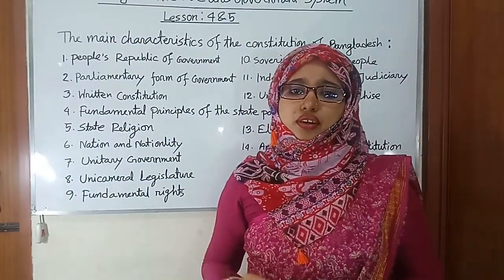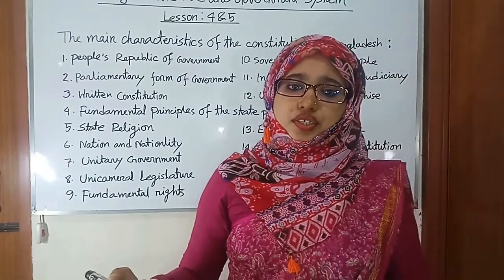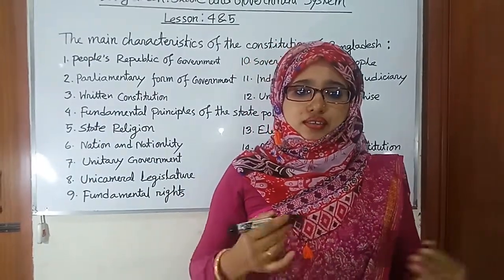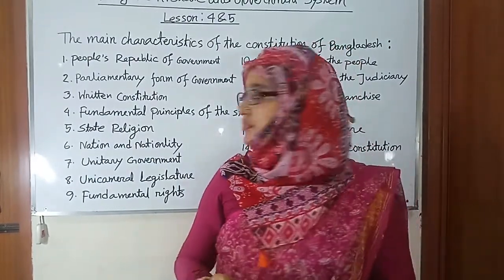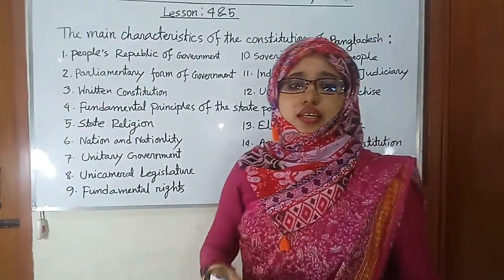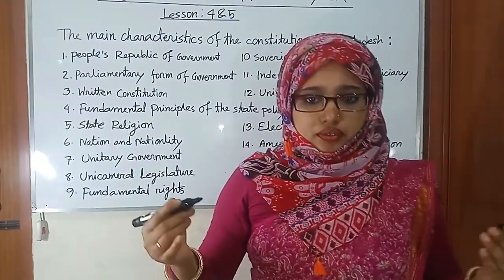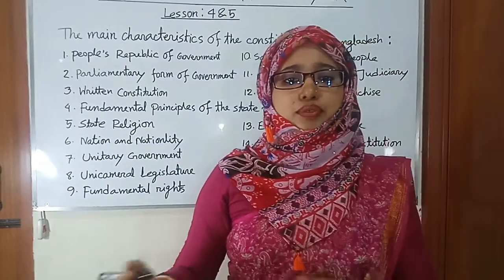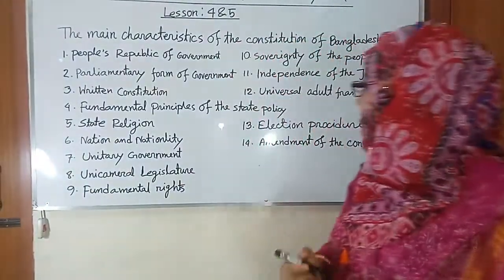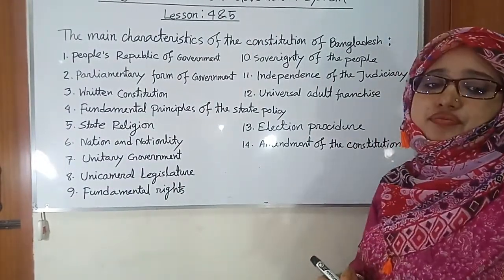Without any discrimination of nation, religion and color, it is declared in the constitution that those who are 18 and above will exercise their voting power. Number 13. Election procedure. If the parliament either breaks or is abolished, a fresh election will have to be arranged within 90 days. And number 19. Amendment of the constitution.